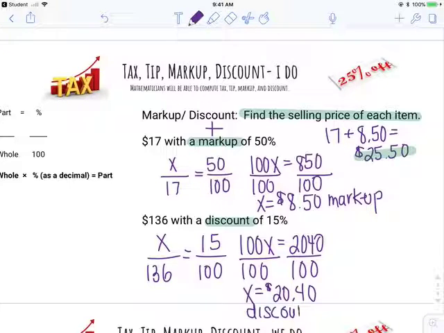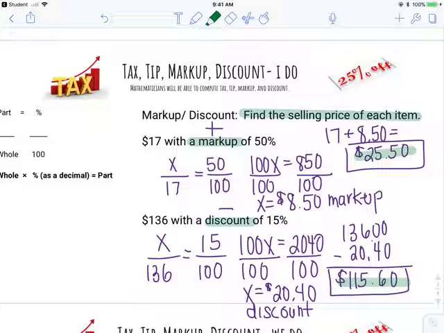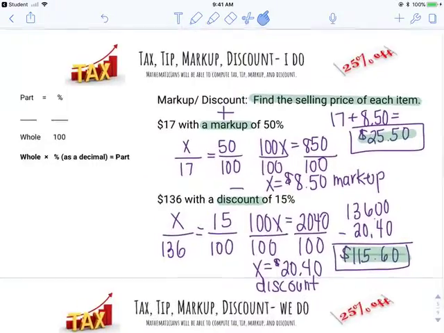This isn't my final total because I have to take a discount away. I'm going to subtract it. So I'm going to take 136 and subtract $20.40. 136.00 minus 20.40, and my final total on my bill with that discount is $115.60 right here. So that's one of each.